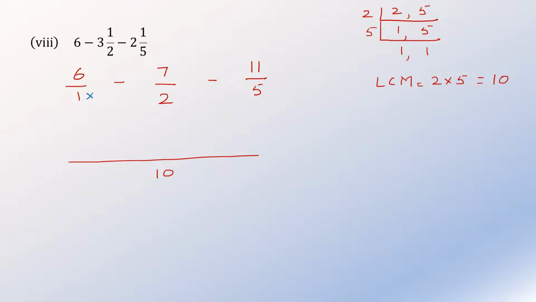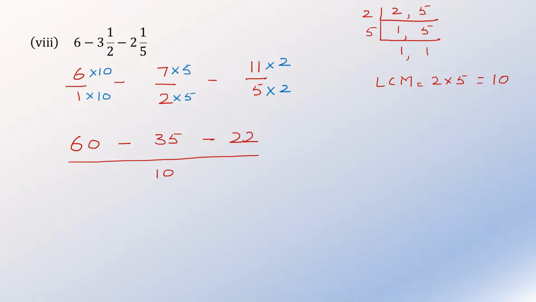1 into 10 is 10. So 6 10s are 60. Minus 2 5s are 10. So 7 5s are 35. Minus 5 2s are 10. So 11 2s are 22.